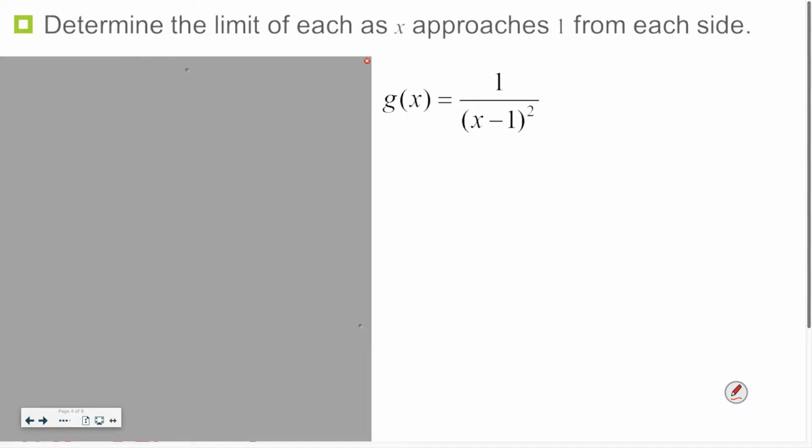Okay. So let's look at this one. So first of all, if my limit is at x equals 1, is that a problem spot? Yes. Yes, because we have a vertical asymptote there. If it's not a problem spot, direct substitution, you go. Okay?